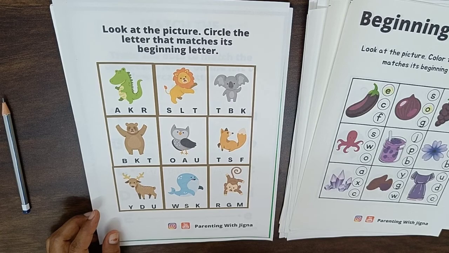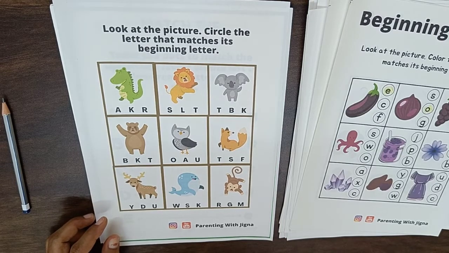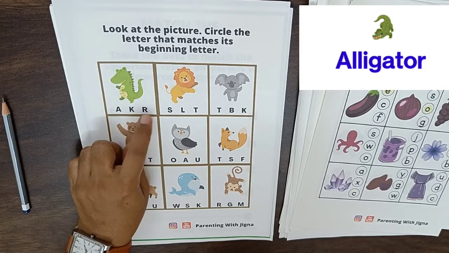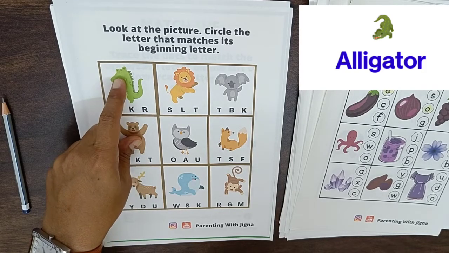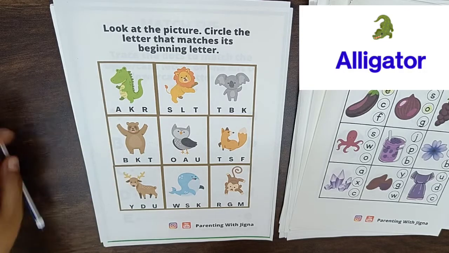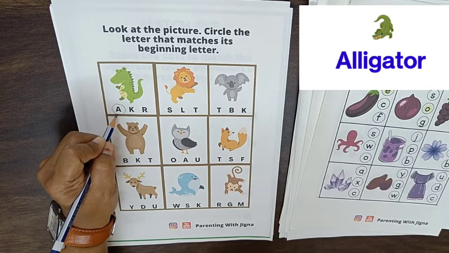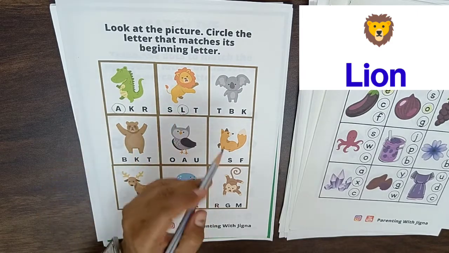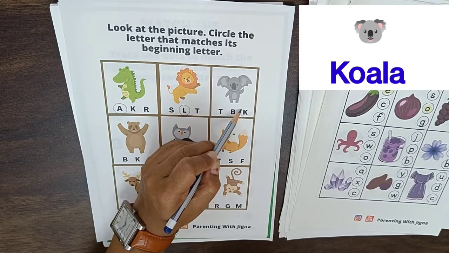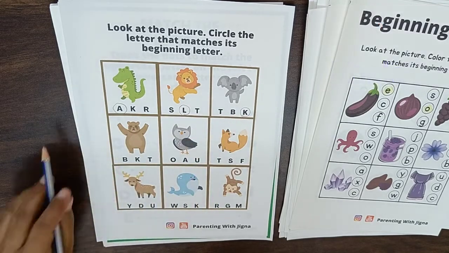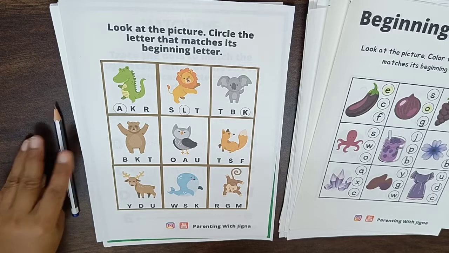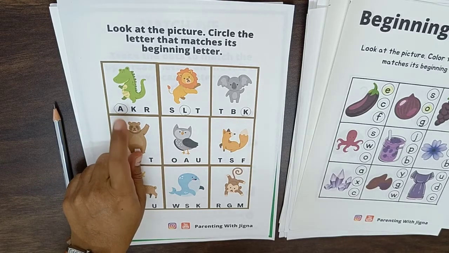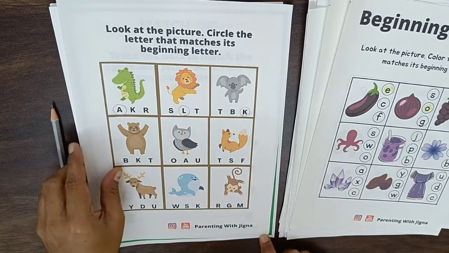Next comes, circle the letter that matches its beginning letter. So here now a picture is there. Now the child needs to find out which picture it is. Alligator. So alligator means A. So they have to circle letter A. L, lion. So they need to circle L. Here is koala. So K, koala. Like this they need to circle the letter that matches its beginning letter.